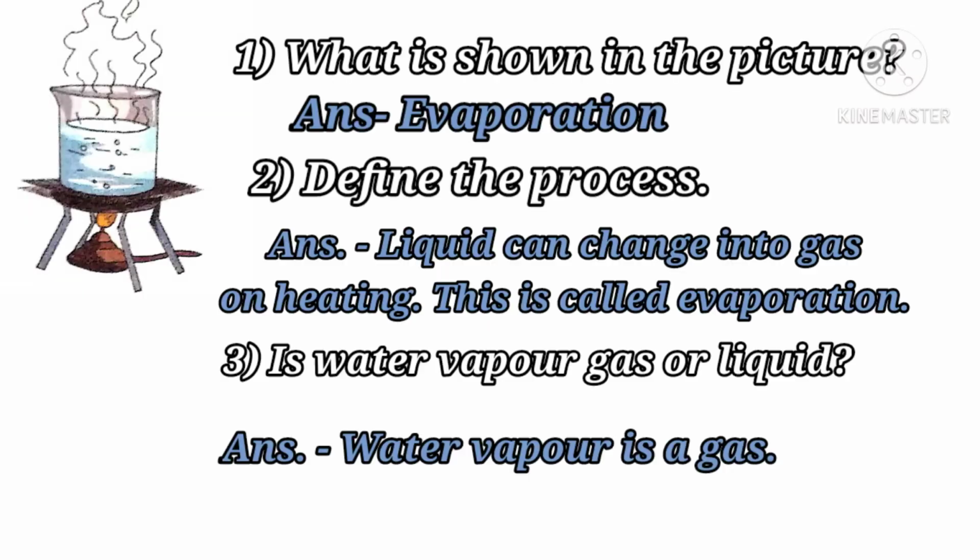Here is a picture talk. Here's one picture, you have to observe and give the answers. What is shown in this picture? Answer: evaporation. Second, define the process. Answer: liquid can change into gas on heating. This is called evaporation. Third, is water vapor gas or liquid? Answer: water vapor is a gas.